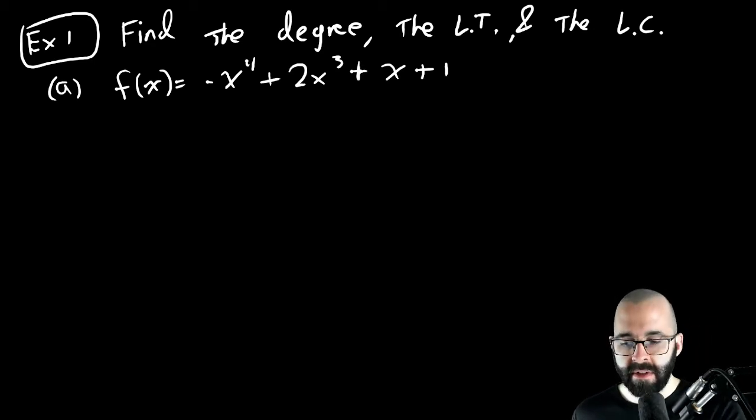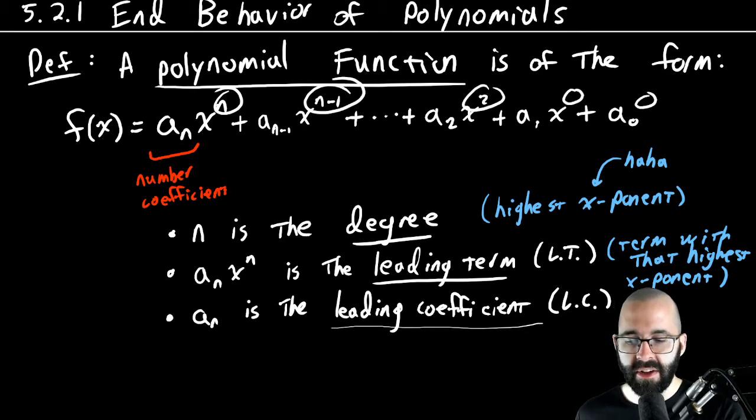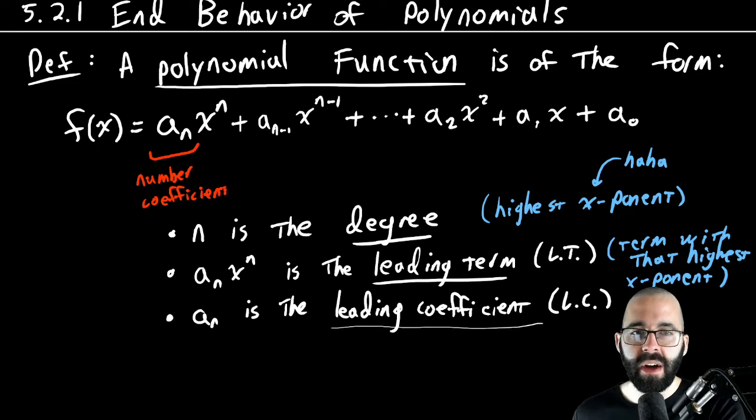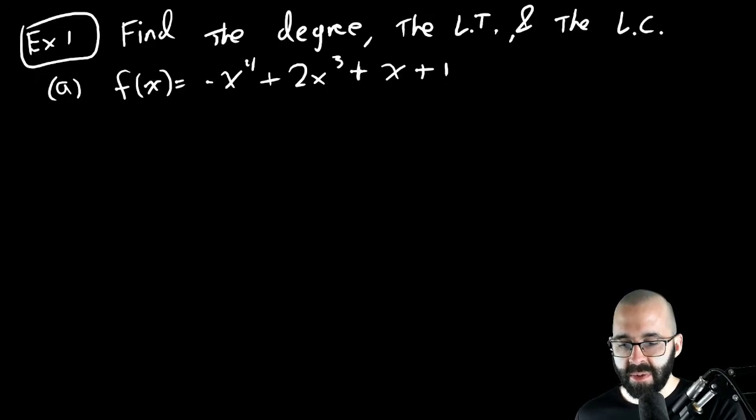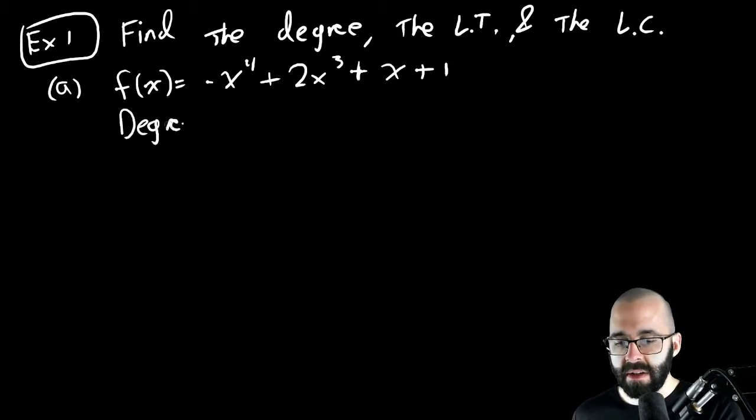Now notice in our definition, we had n, and then n minus 1, and then so on, and then 2, and then 1, and then 0 for our exponents. But we don't have to have all of these, right? So this one starts with 4, and then 3. It skips 2, and then it goes to 1 and 0 for those exponents, and that's okay. All right, so the degree is just that highest power.